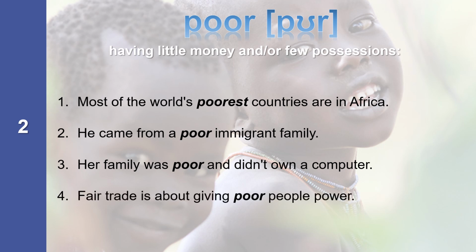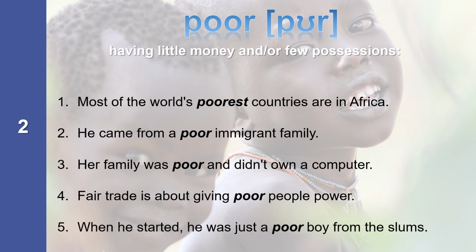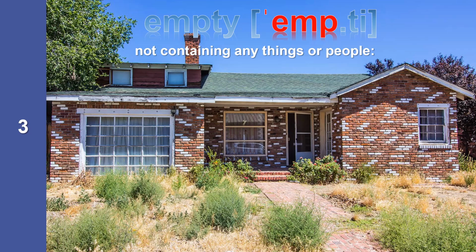Fair trade is about giving poor people power. When he started, he was just a poor boy from the slums. Poor. The opposite is going to be rich. Poor, rich. Number 3, empty.